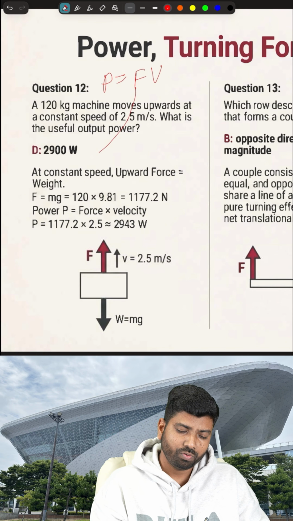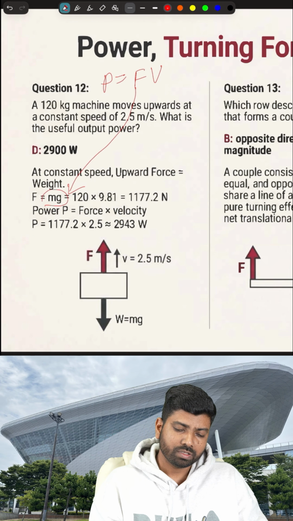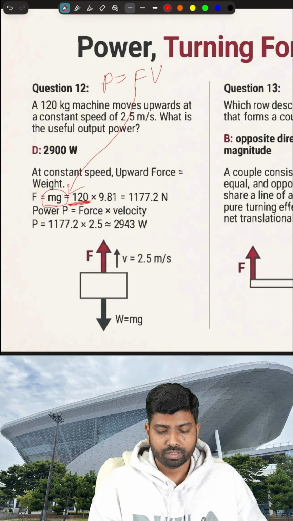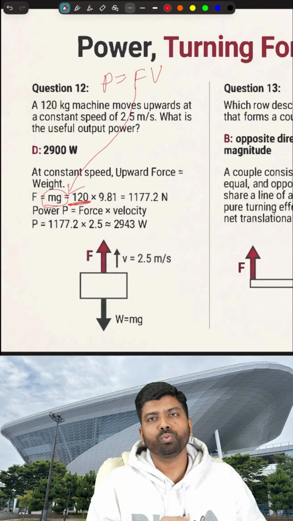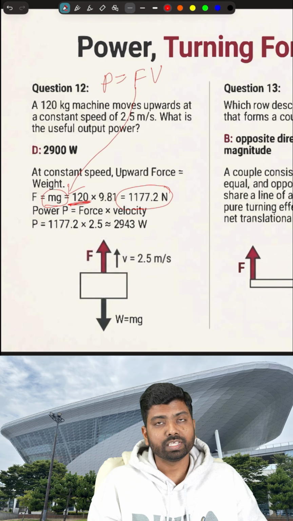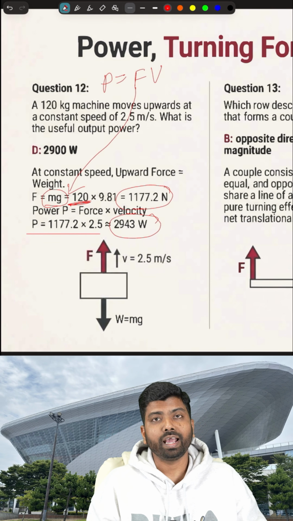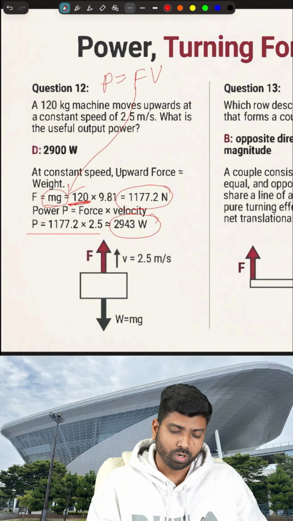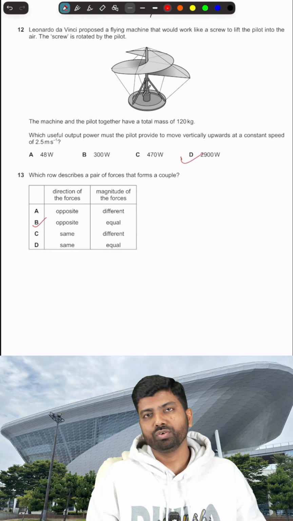Okay. So first of all, we have to calculate the force, I mean gravitational force, which is equal to mass times acceleration due to gravity. The mass is given as 120 kilogram, and the acceleration due to gravity is 9.8, or we can take 10 also. So which is this one, 1177.2 Newton. Then when we calculate power, the answer is approximately 2949 watt. So then our answer, option D, is the answer here, right?